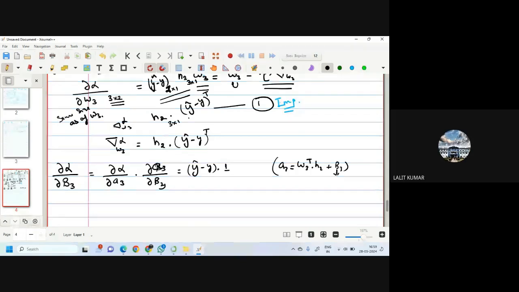Now again, we use the same principle of matching the sizes. B3 size is 2 into 1, and Y hat minus Y size is 2 into 1. So we don't have to do anything. Just del L by del B3 is nothing but Y hat minus Y. We don't have to do any transpose.